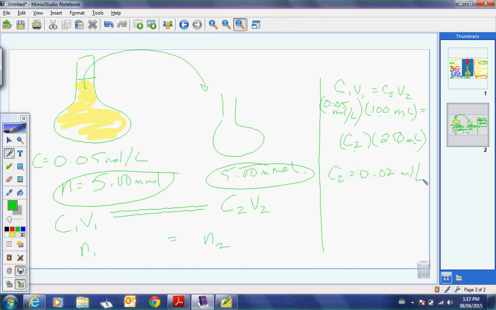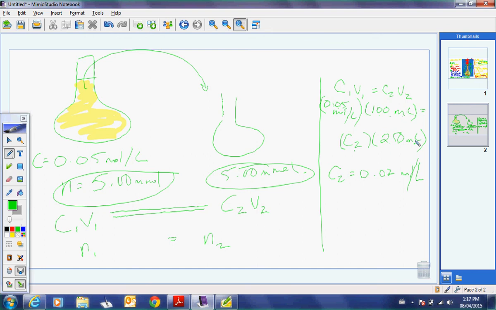moles per liter. What do you mean? Millimoles from it? 'Cause it's in milliliters? No, the milliliters will have cancelled out with these milliliters. Oh, okay. You're okay? I thought you were putting your hand up for a question. Does that make sense?